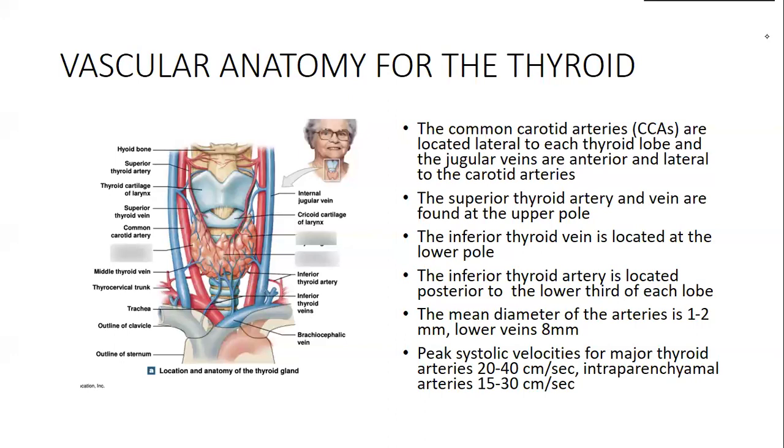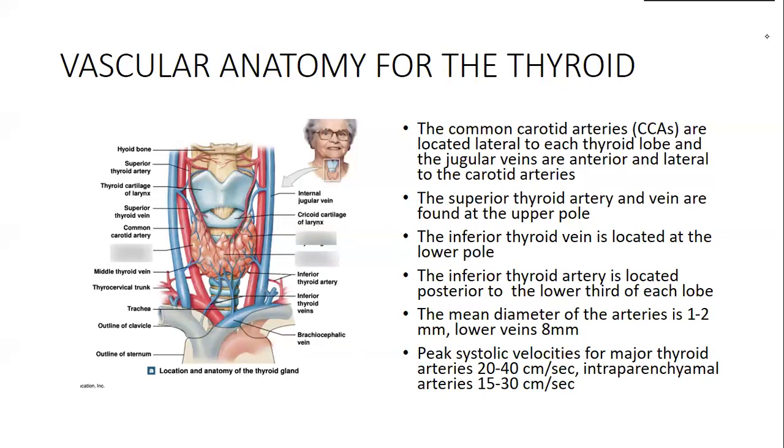The common carotid arteries are located lateral to each thyroid lobe, and the jugular veins are anterior and lateral to the carotid arteries. The superior thyroid artery and vein are found at the upper pole. The inferior thyroid vein is located at the lower pole. The inferior thyroid artery is located posterior to the lower third of each lobe. The mean diameter of the arteries is 1 to 2 millimeters. The lower veins, it's 8 millimeters.